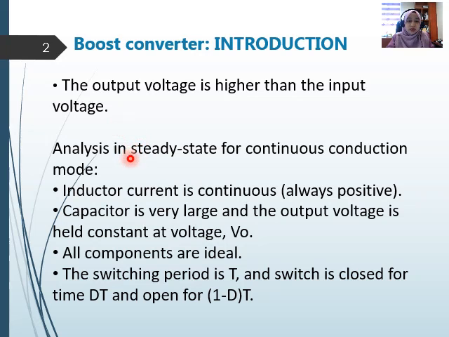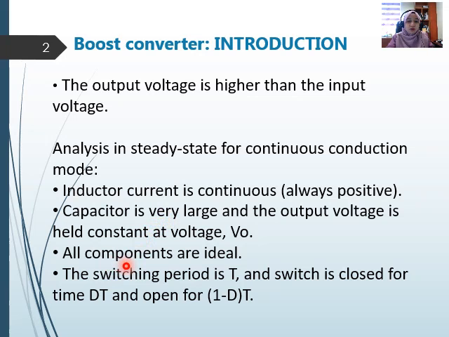In order to ease our analysis in steady state form, we have a few assumptions. Number one is that we need to ensure that the inductor current is always continuous, which means it always has a positive value. For the second assumption, we assume that the value of the capacitor is very large. With a very large impedance, the amount of current flowing through that path will be very small. So we can simply conclude that the capacitor current will be close to zero. It's a small value, so we can simply ignore the capacitor path in our steady state analysis.